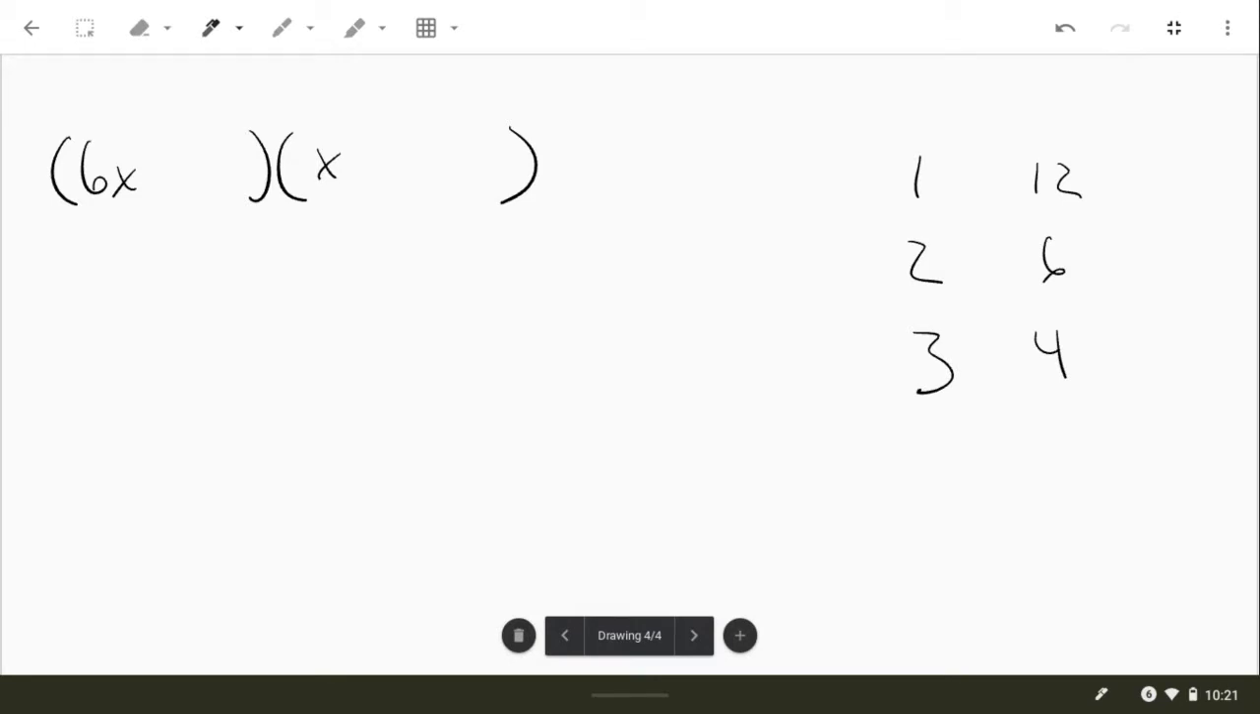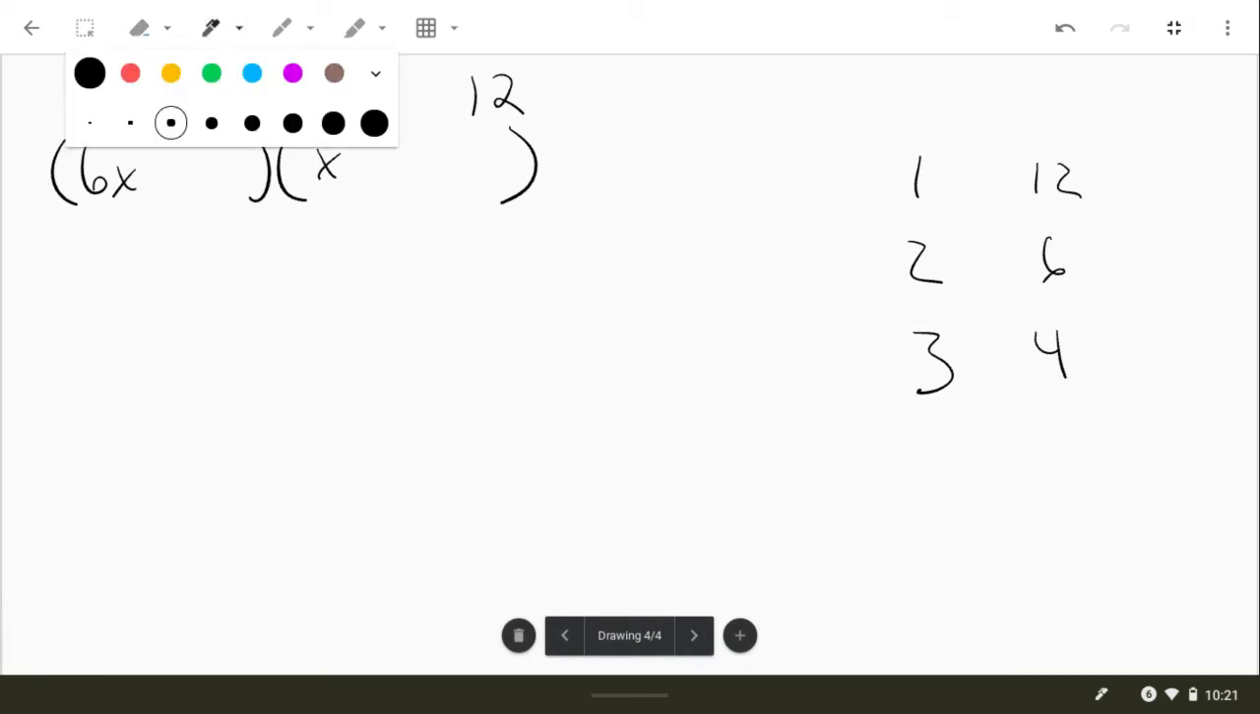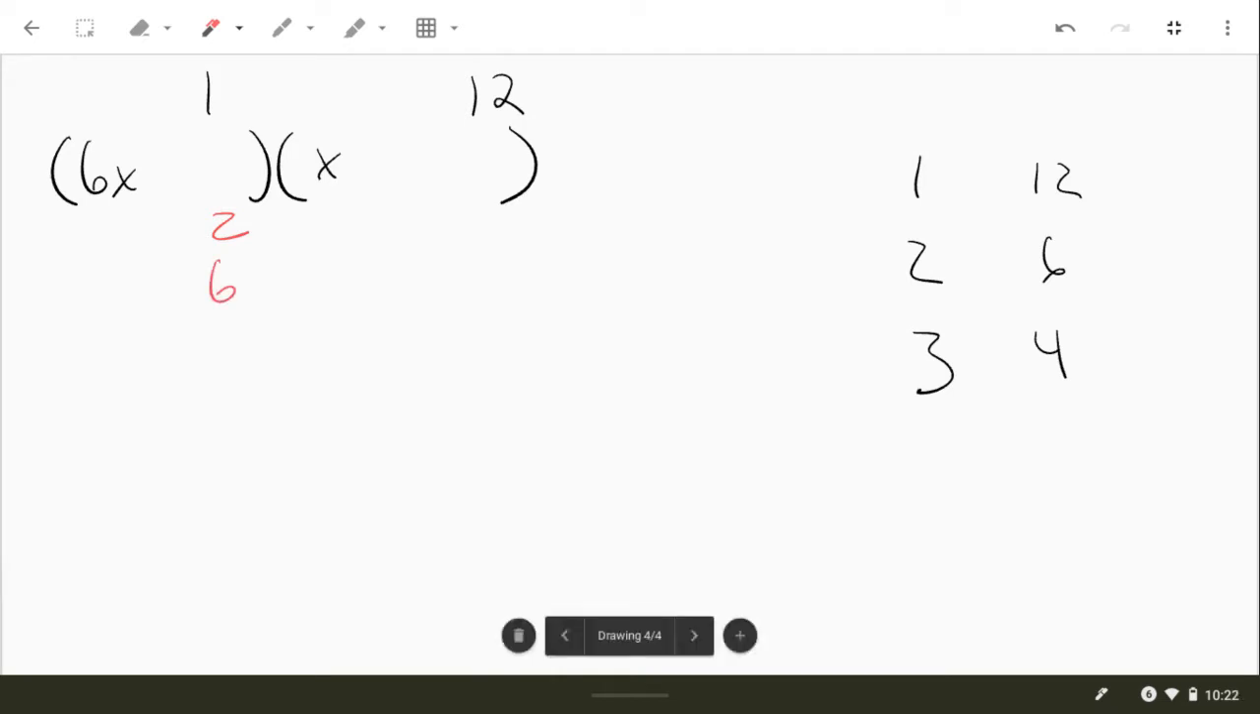Okay, so absolutely cannot have the 12 here. I can't have 12 and 1 this way because 6 and 12 have a common factor. All right, so maybe it's 1 and 12. That is a possibility. 1 and 12 might actually happen, because 6 and 1 don't have a common factor, and x and 12 don't have a common factor. If I were to look at the 2 and the 6, you can't put a 2 here because they have a common factor. You can't put a 6 here because they have a common factor. So it's absolutely not the 2 and the 6.